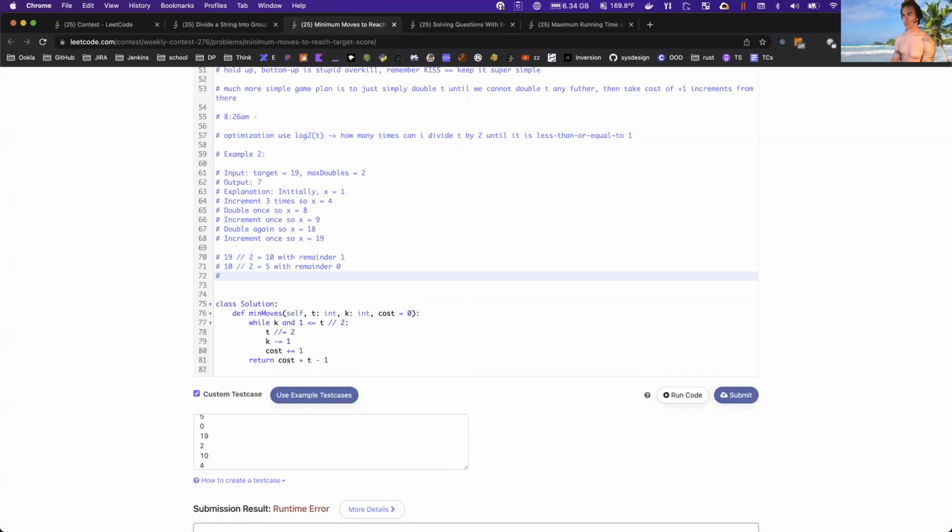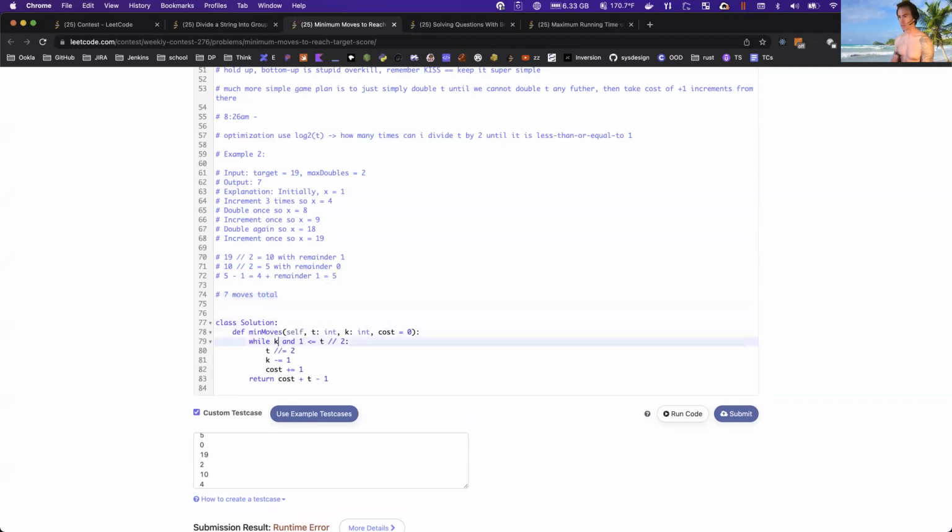10 divided by 2 is 5 with remainder 0. Those are two doubles that we can do, and then 5 minus 1 equals 4. Double, increment, double. Right, so there's 4 increments and 2 doubles? Three, four. Oh, there's 5 increments. Oh, the remainder 1. Okay. Minus 1 equals 4 plus remainder 1 equals 5, right? Okay. So 7 moves total.